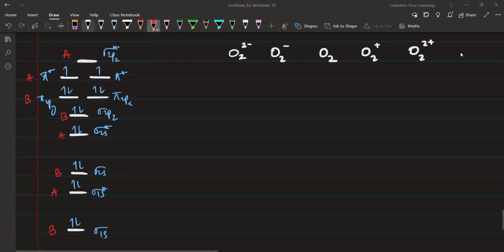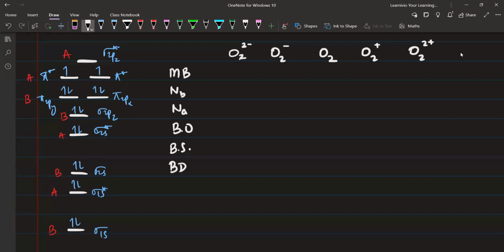Then the magnetic behavior. Then we are going to look at the number of bonding and the number of anti-bonding electrons, which will tell us the bond order. From the bond order, we can compare the bond strength, the bond dissociation energy, the bond length, and also the existence.